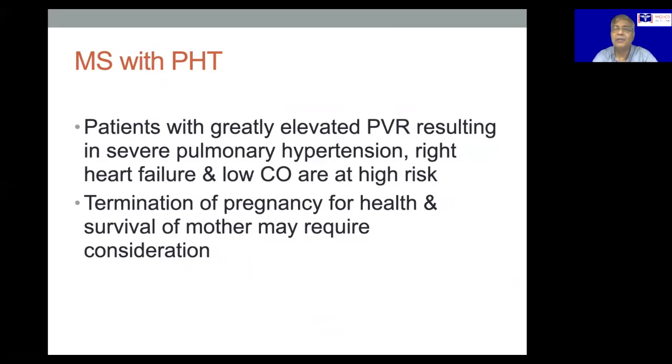Patients with greatly elevated pulmonary vascular resistance resulting from severe pulmonary hypertension, right heart failure, and low cardiac output are at high risk. Termination of pregnancy for the health and survival of the mother may require consideration, and should always be considered in patients with severe PAH.